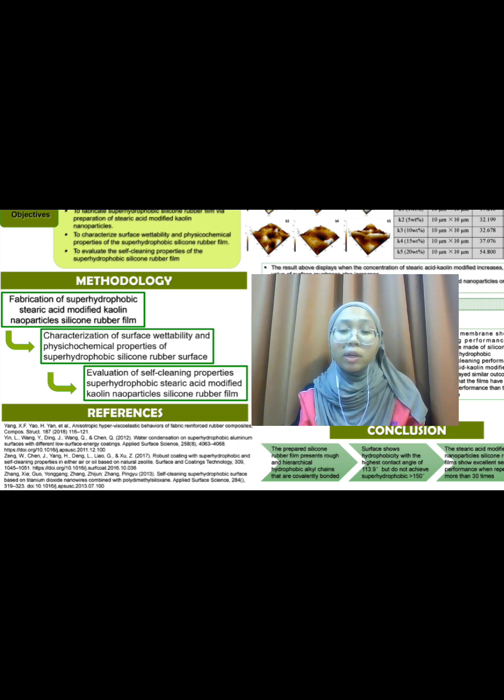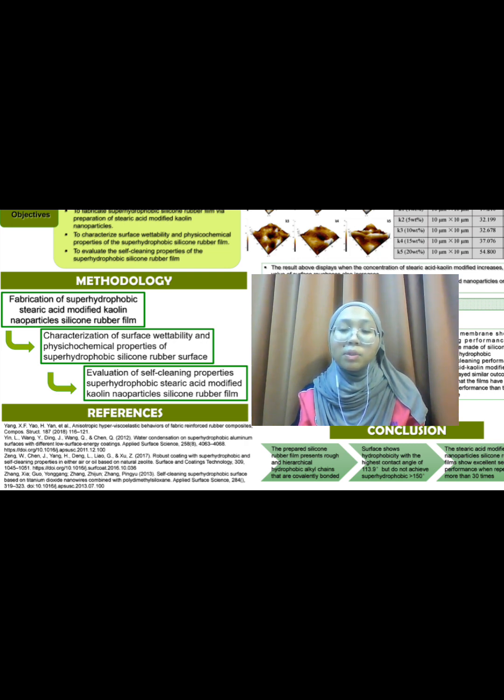Superhydrophobic stearic acid modified kaolin nanoparticles silicone rubber film. To simulate dust for self-cleaning properties, graphite powder was used. The surface of the sample was evenly sprinkled with graphite powder. The angle formed by the sample surface and the bottom of the petri dish was approximately 10 degrees.